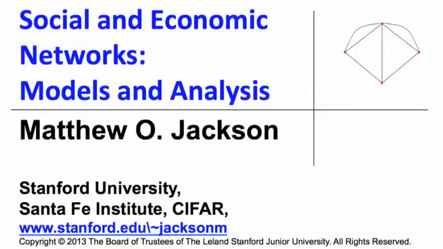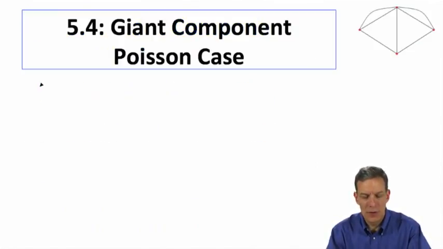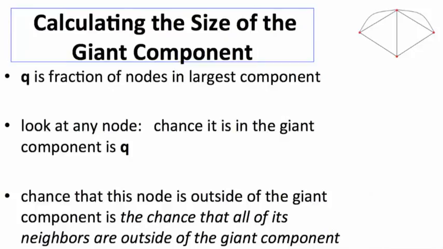Okay, so we're back and we're going to talk a little bit more about computing the size of a giant component in a random graph, and in particular we'll focus in on a Poisson or GNP random graph, the Erdős-Rényi random graphs. And so we're doing a giant component calculation, and we're going to do sort of a heuristic calculation, but one that turns out to be fairly accurate.